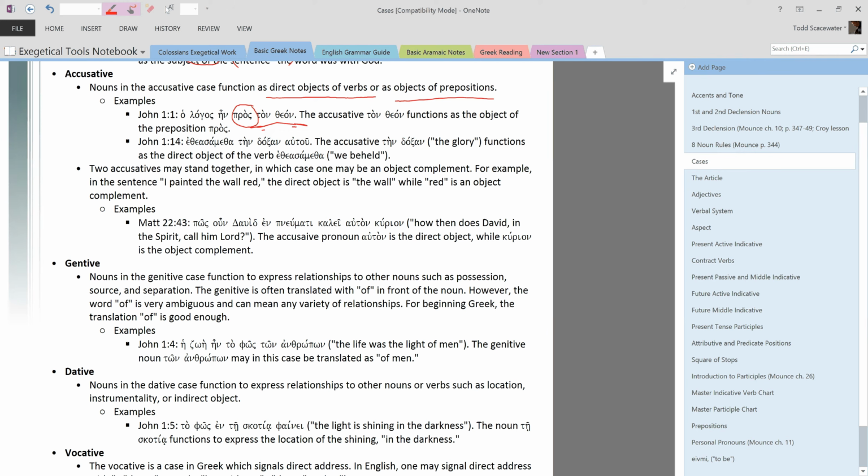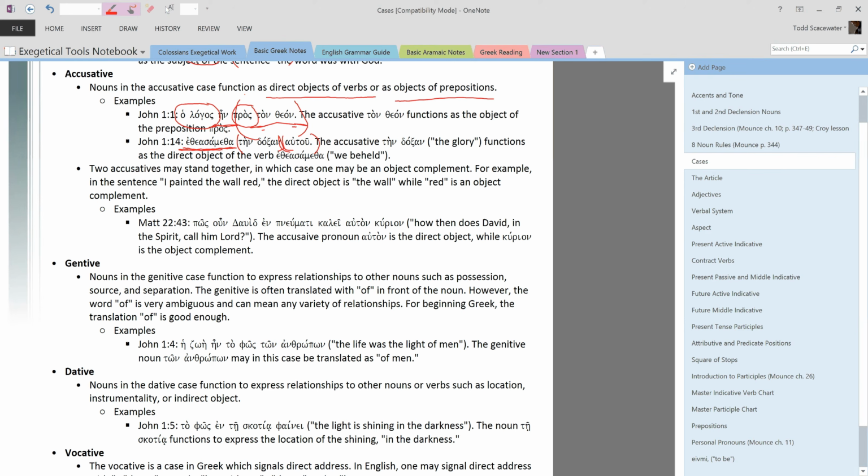Now in John 1:1, here's an example. Again, we have ho logos, the word was, and then pros ton theon. Now there's the accusative following a preposition. But in John 1:14, we have an actual direct object. We have the verb etheasametha, we beheld, and then ten doxan, which is in the accusative case, autou, meaning of him. And this means we beheld the glory of him.